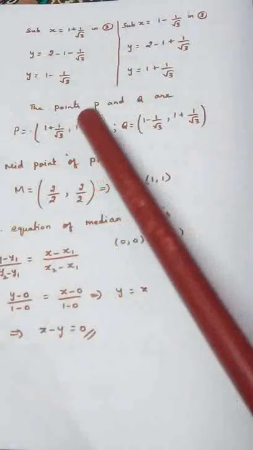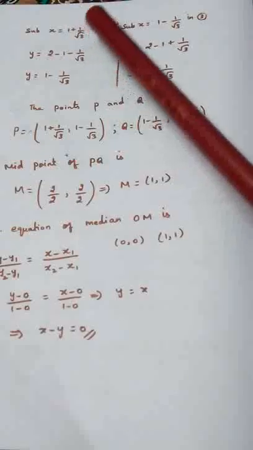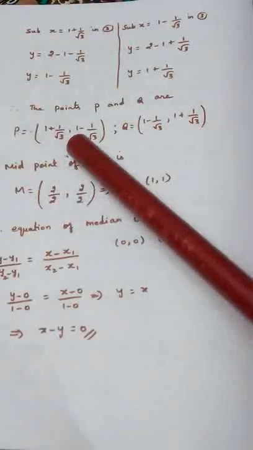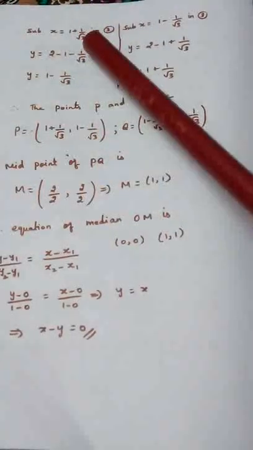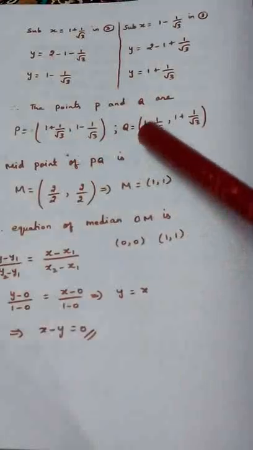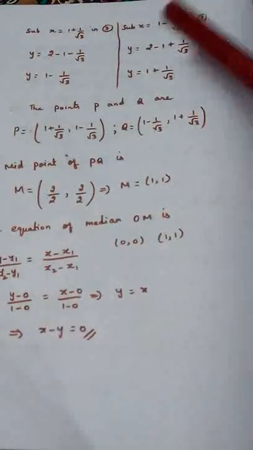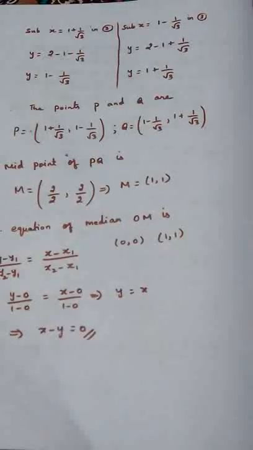So you just see, therefore the points P and Q are, the point P is given by 1 plus 1 by root 3, comma 1 minus 1 by root 3. That is x value, y value. Another set of point is Q. 1 minus 1 by root 3, comma 1 plus 1 by root 3.